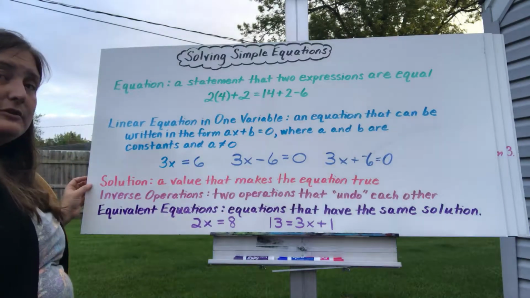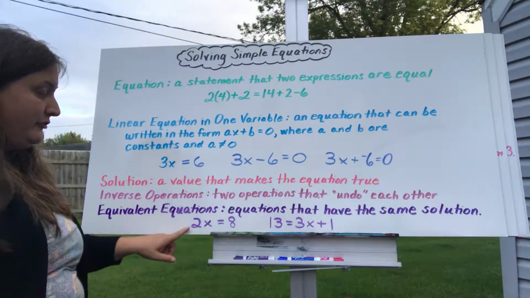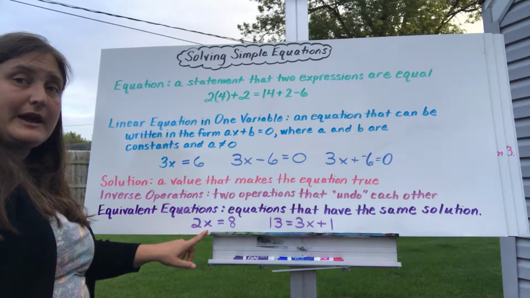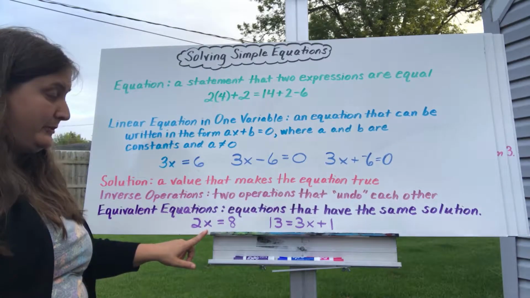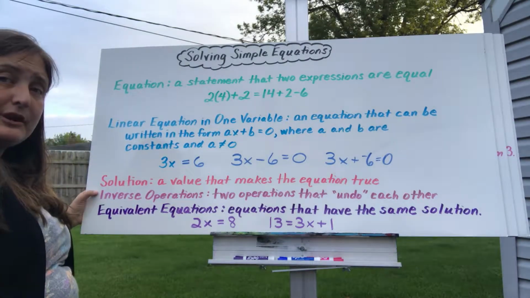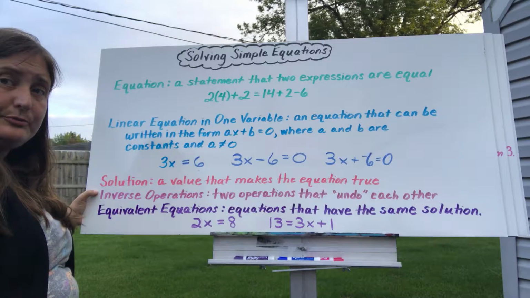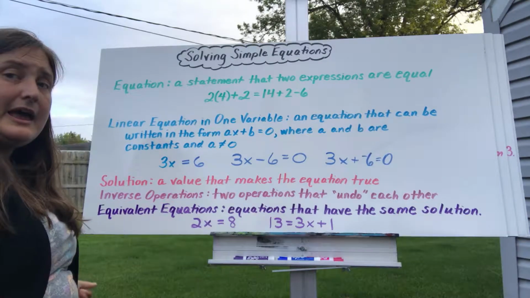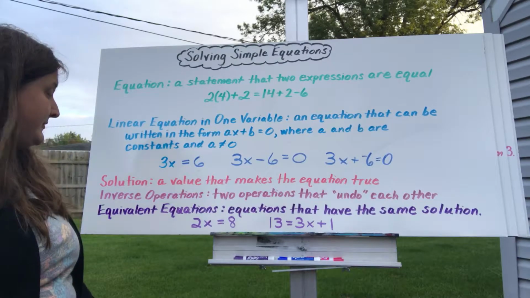A solution is a value that makes an equation true. So we have an equation down here, 2x equals 8. And in order for this to be true, x would be 4. 2 times 4 would be 8. So 4 is your solution. Inverse operations are two operations that undo each other. So addition and subtraction are an example of inverse operations, as are multiplication and division.